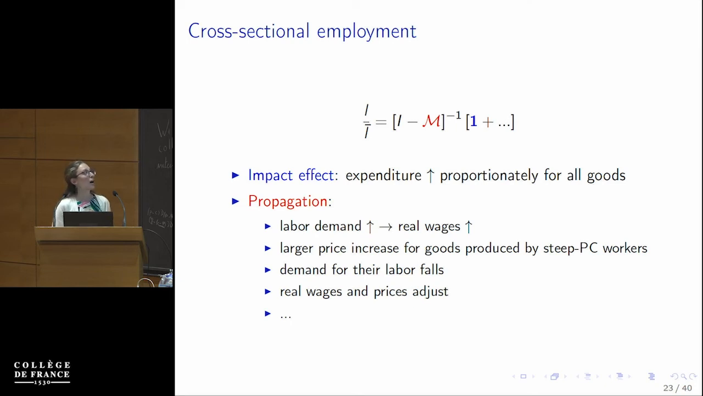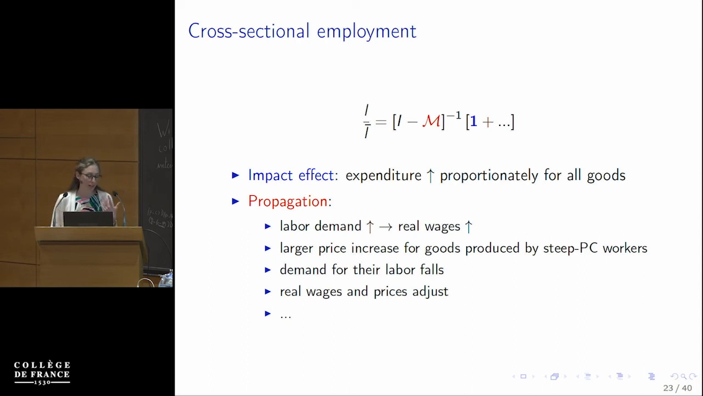However, even a proportional increase in the labor demand for different agents is going to have a heterogeneous effect on the agent's real wages. And that's because agents potentially have different labor supply elasticities, but also because they might have different wage rigidities.